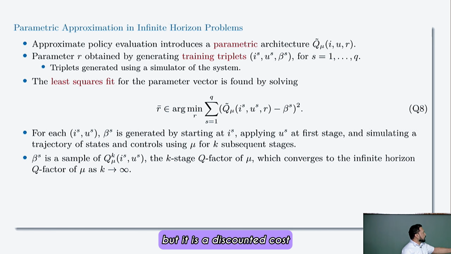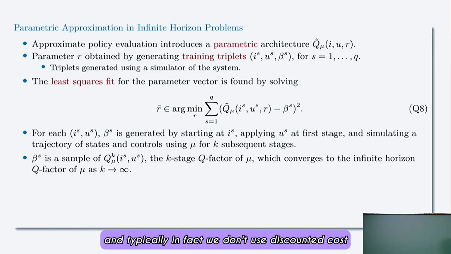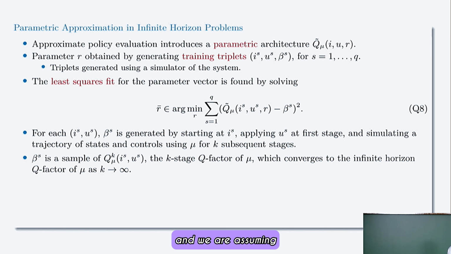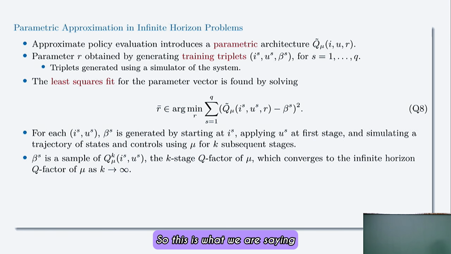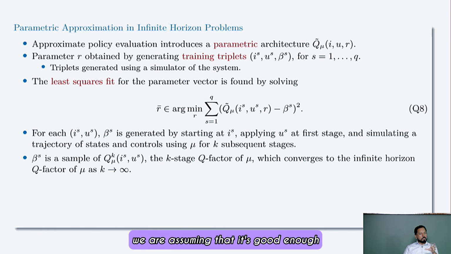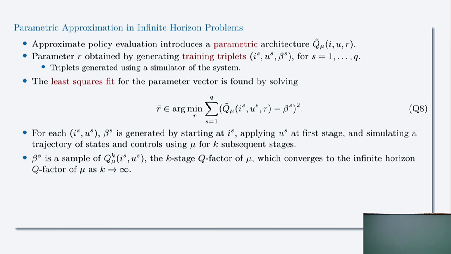So we are using a finite horizon cost to solve an infinite horizon problem, but it is a discounted cost. Typically for infinite horizon we don't use discounted cost, but here it's discounted, and we are assuming that at the k-th step it's very close to the converged infinite horizon values. The infinite horizon q vector converges as k tends to infinity, right? So the q values we would observe when k tends to infinity, and the q values truncated at k, we are assuming are good enough. We are not very far from there. And all this will make sense here.